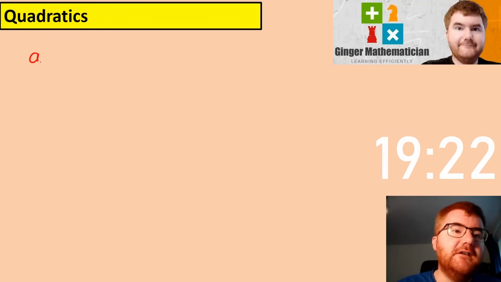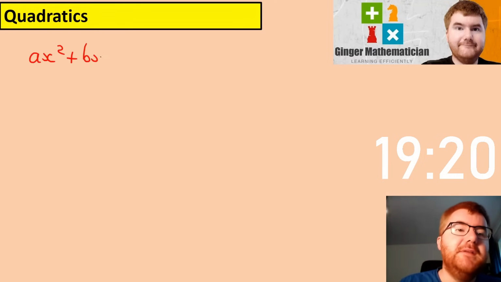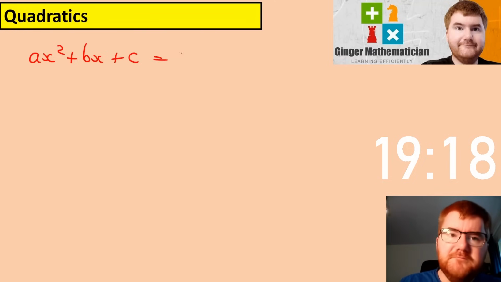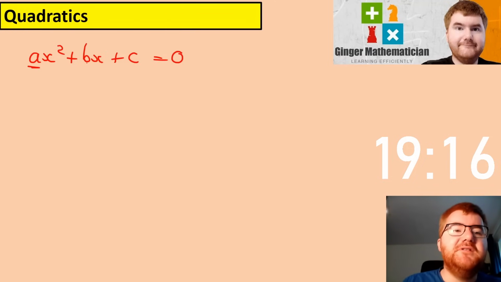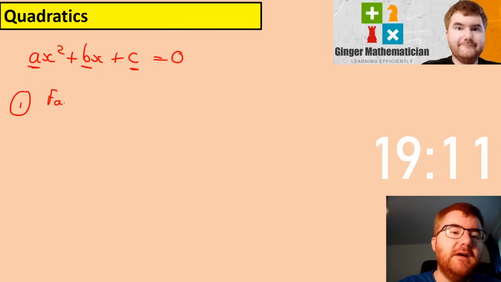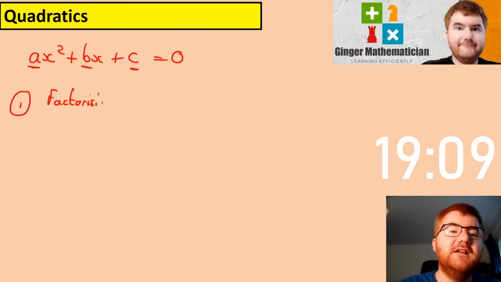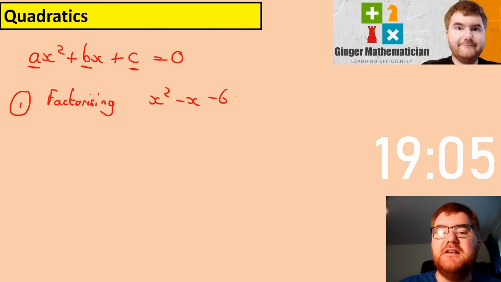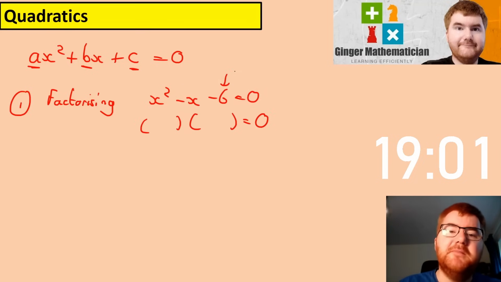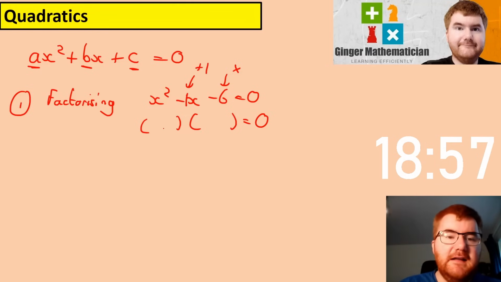Quadratics are in the form ax squared plus bx plus c is equal to 0, where we have numbers for a, b, and c. There are a couple of ways of solving. The easiest way, if possible, is factorizing. So if we have something like x squared minus x minus 6 is 0, to put this in brackets, we say to ourselves, something that multiplies to give me minus 6, but adds to give me minus 1. In this case, this will be minus 3 and plus 2.